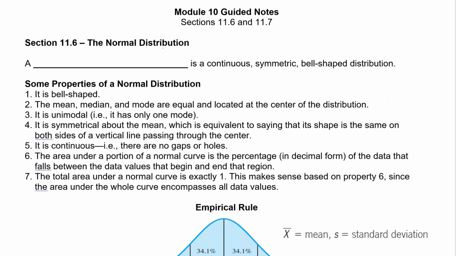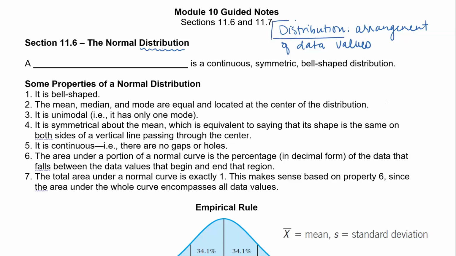So we're going to start by talking about the normal distribution, but more specifically, let's just talk about what a distribution is first. So a distribution is just an arrangement of data values. Data values are like numbers that you might collect. Maybe you take a survey and you collect the answers to that survey and you have a data set. An arrangement of data values. You could also think of it as a graph. Okay, so a picture of this arrangement.